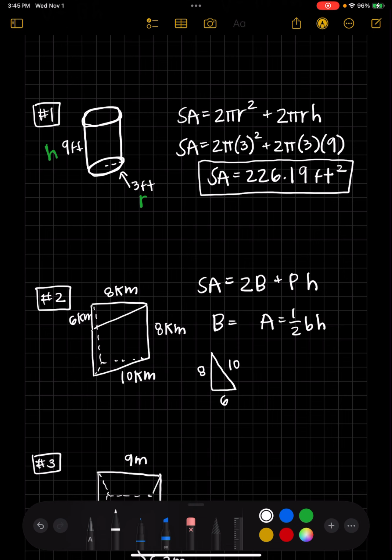So the base of my triangle is this guy right here at 6. And the height of my triangle is right there, that's 8. So I can say that my area is equal to 1/2 my base, which is 6, times my height, which is 8. I plug that into a calculator and I get 24. Now that would be 24 kilometers squared.